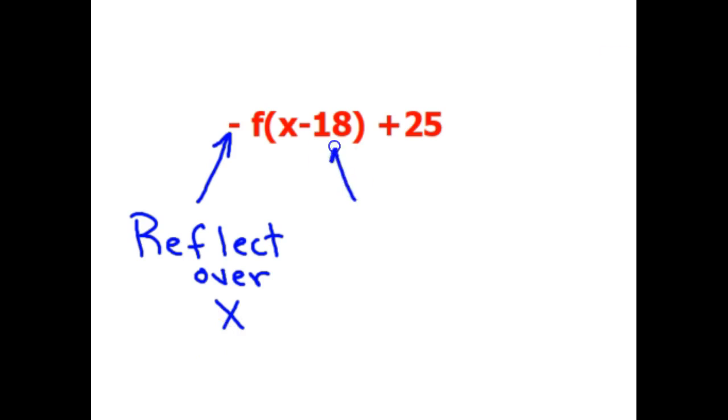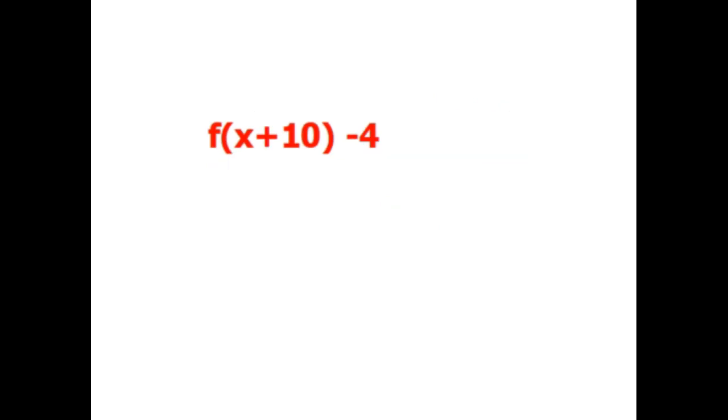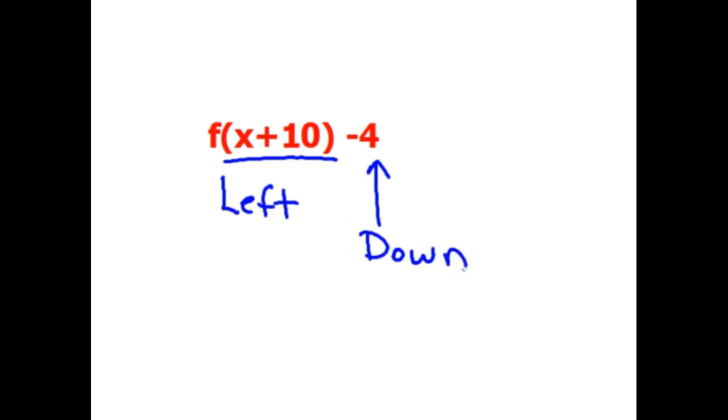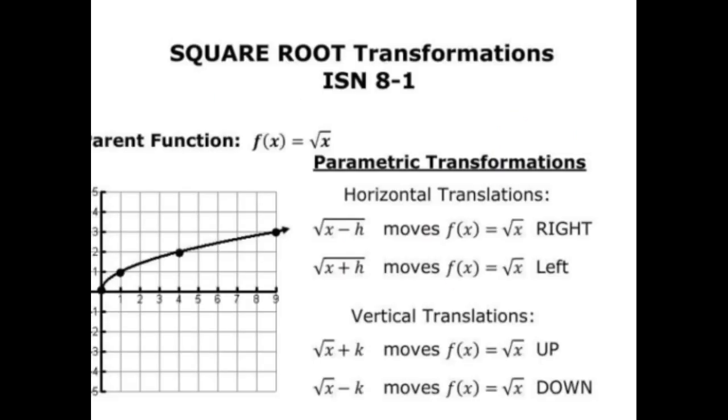What is the minus 18 going to do? What's the plus 25 going to do? Whatever the graph is, the transformations work the same. What is the x plus 10 going to do? And what's the 4 going to do? I think we got this.